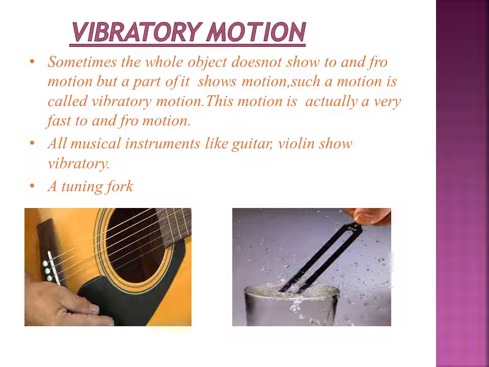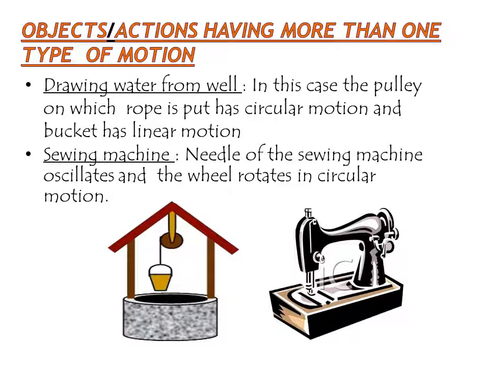So till now we talked about various types of motion. Okay, and some are related to each other. So let's talk about objects or actions having more than one type of motion.